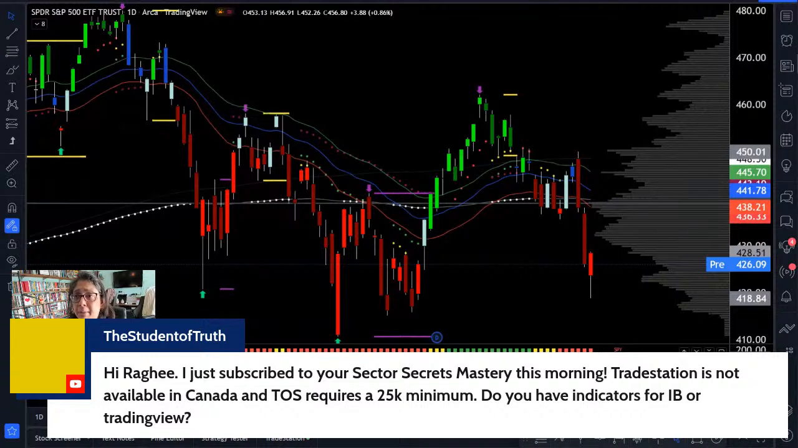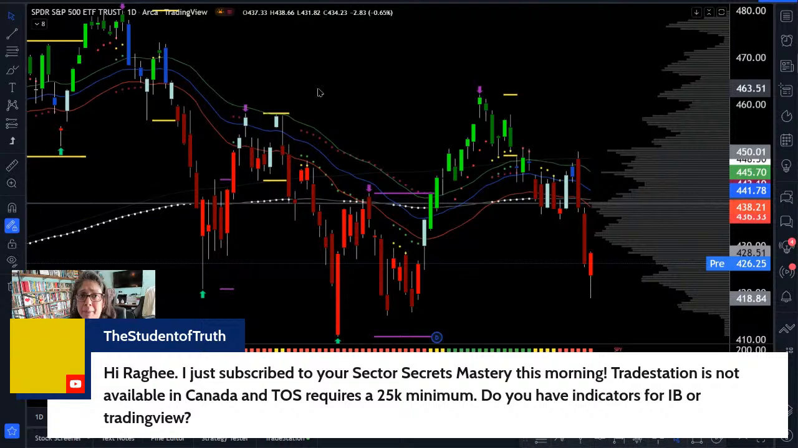TOS requires a 25K minimum. Do I have indicators for IB or TradingView? Yes. So what we do in the mastery is we focus on two different platforms: Thinkorswim, since that is by a landslide the most popular platform here in the Simpler community, and I use TradingView quite a bit. I have for many years. So once you're a member and once you log into the room, you'll basically just request that those indicators be pushed to your account. We have them for TradingView. And welcome.